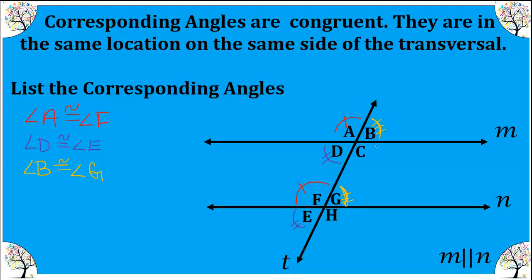And then we have angle C and angle H on the right side of the transversal and on the bottom of their parallel line. Therefore, because they are corresponding, we can conclude that they are congruent. They have the same measurement. These are called corresponding angles.